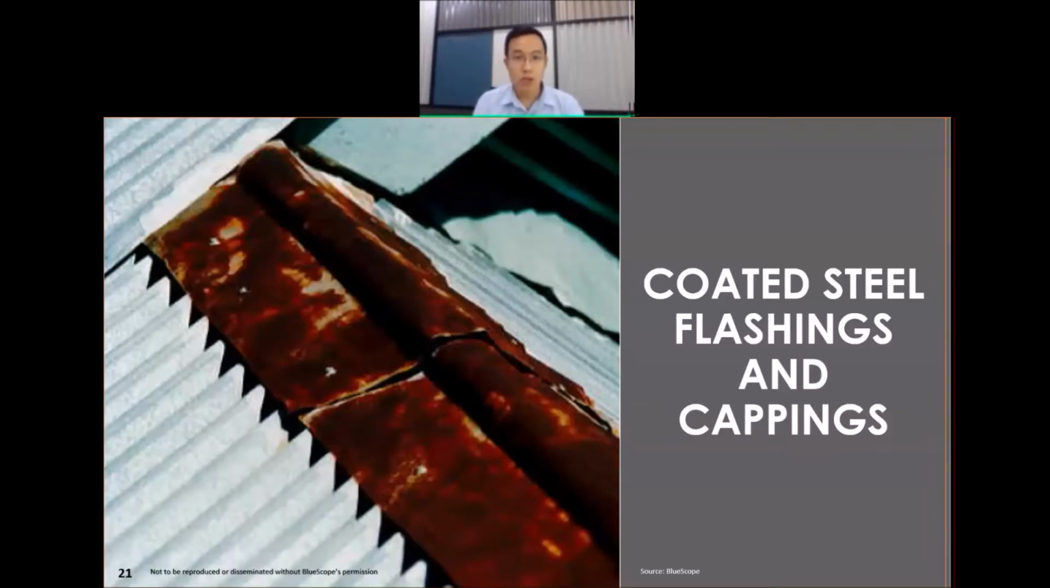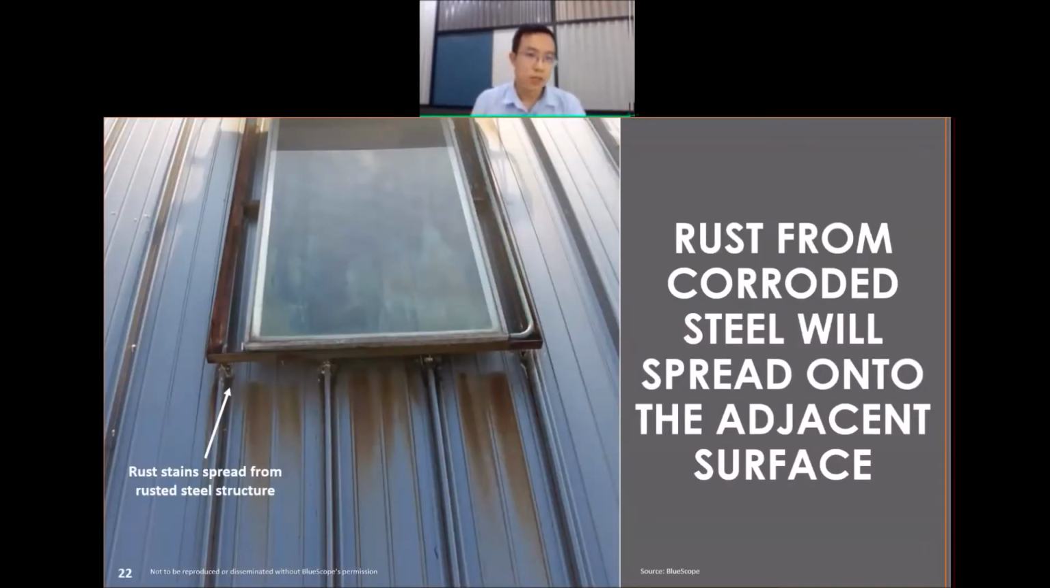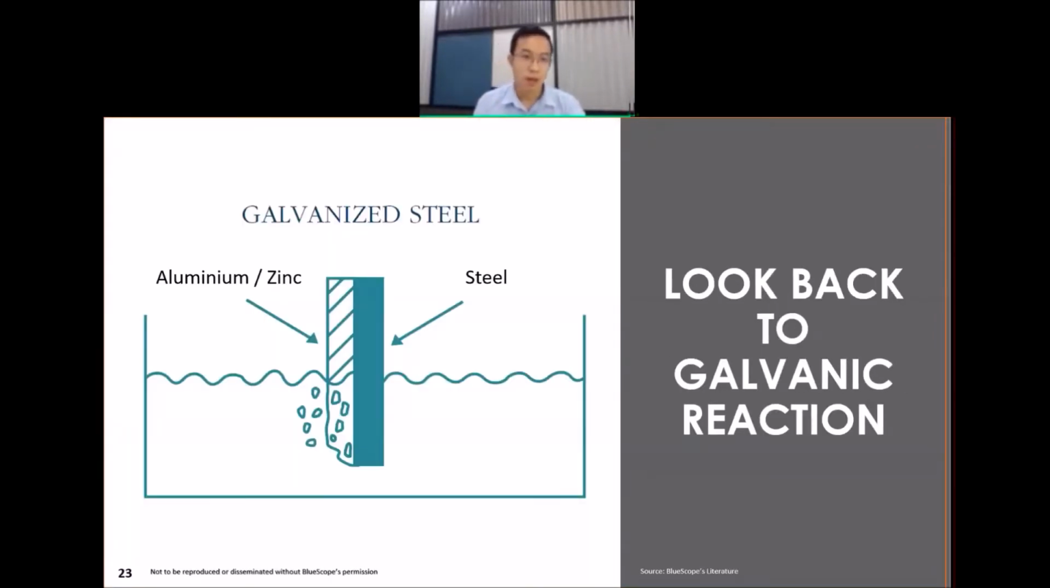So the consequence of that is that the rust spreading from the rusted flashing or capping will actually spread onto the adjacent surface, i.e. the steel cladding. And this does not just stop at staining. The stain itself might seem like it's on the surface, but let me dive in deeper and look back at the galvanic reaction.